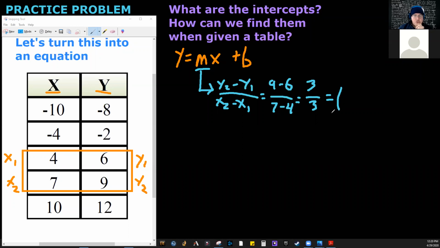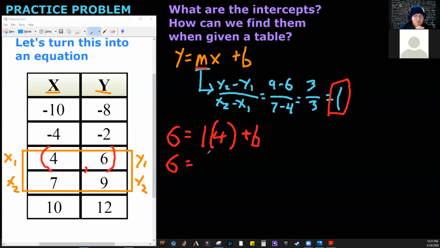So let's choose. I've got 1 for slope. I'm just going to go with this 4 and this 6. So that'll be my x, my y value. So y value is equal to 6. My slope is 1 times the x value, which is 4, plus my y-intercept value.